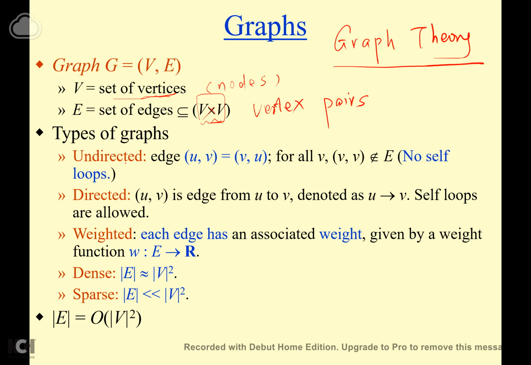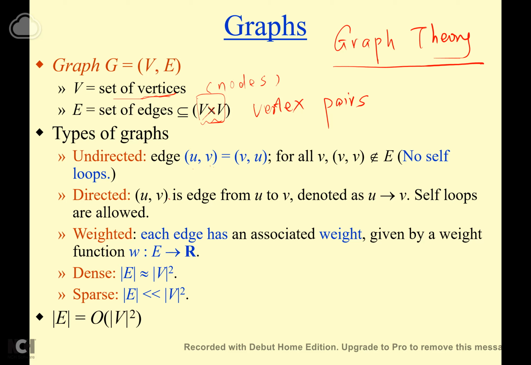An undirected graph corresponds to a relationship between two nodes which is symmetric. If U is related to V, then we also say V is related to U. For any V, (V, V) does not belong to E, corresponding to no self-loops in an undirected graph.